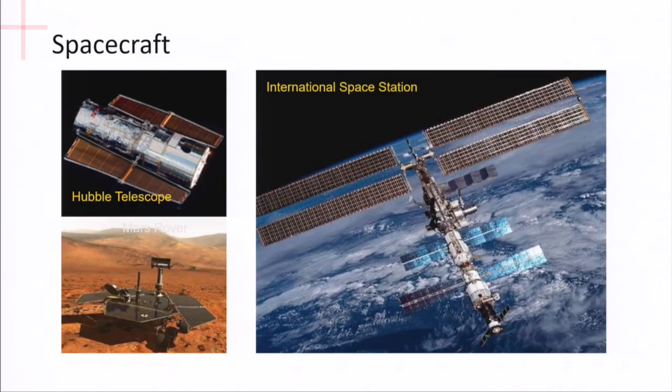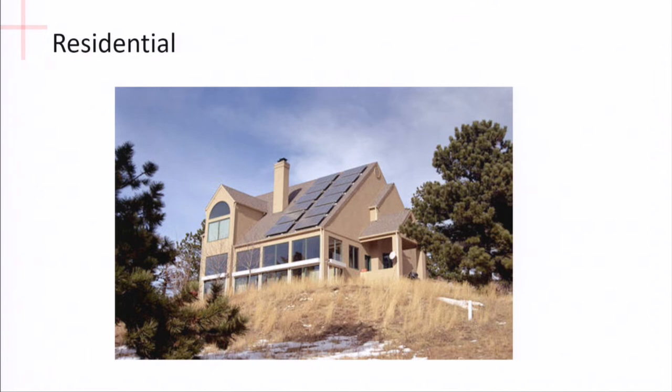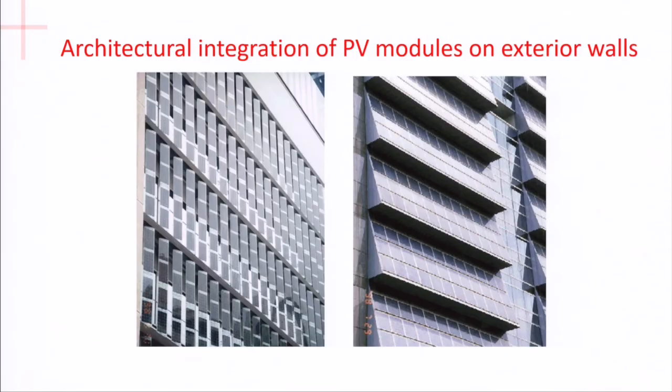We can also use solar PV cells in spacecraft, in international space stations, where there is no possibility of having a line connection to give electricity. Solar PV cells come in handy. In recreational use, ships can be mounted with solar panels, and using the solar PV panels, electricity can be generated in the ocean. It can be used in residential areas. It can also be used in commercial areas.